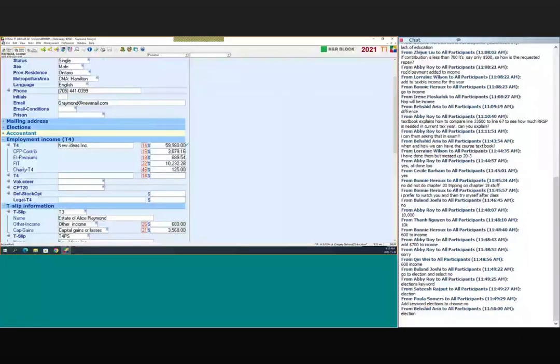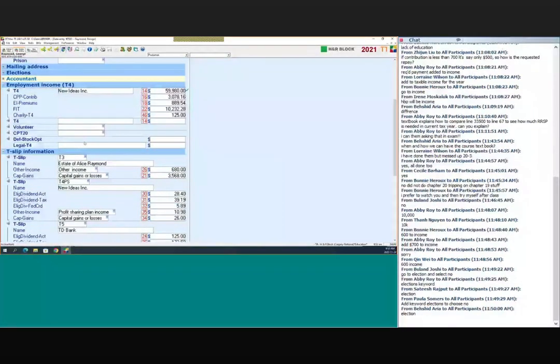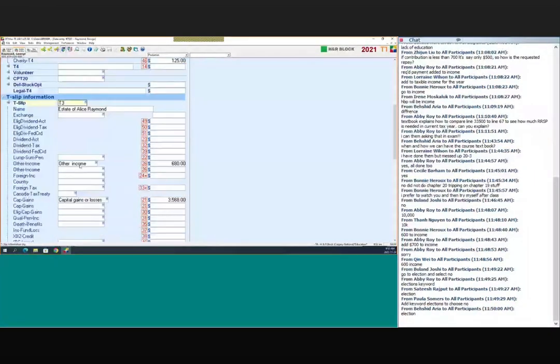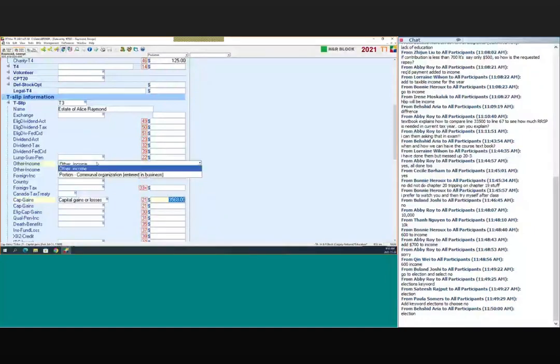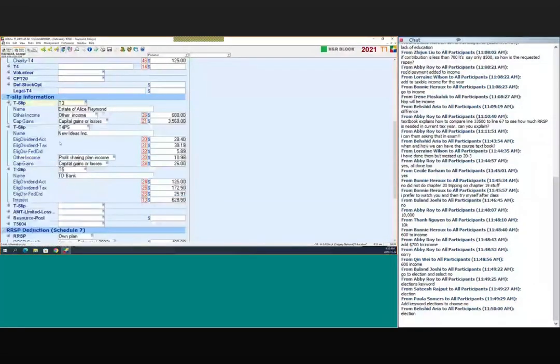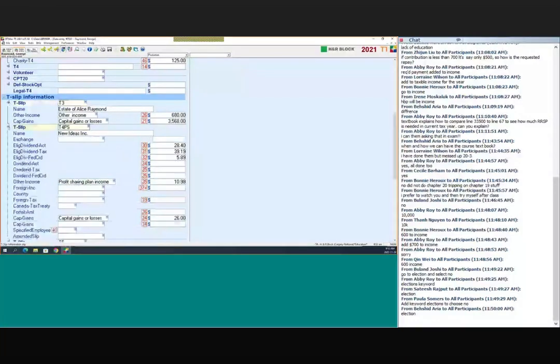So next, we're going to go to a T3. We have a T3 here from the estate of Alice. We have box number 21, which is capital gains and losses. All right, capital gains and losses, and then we have box 26 with its other income of $680. Pretty straightforward data entry. Next, we're going to go to the T4 profit sharing.